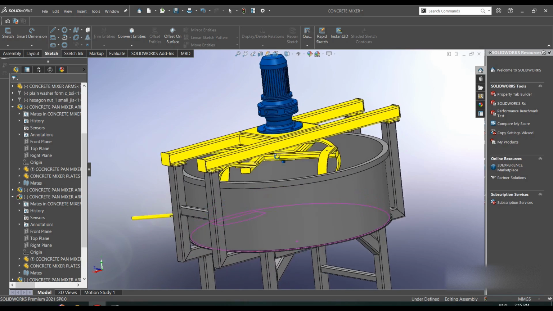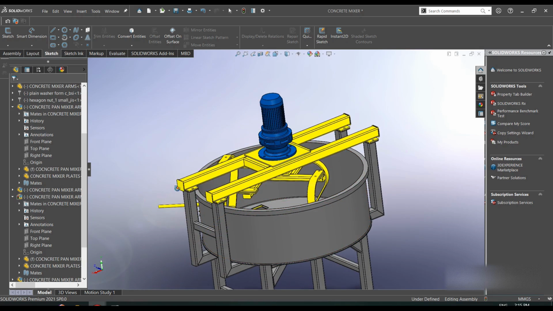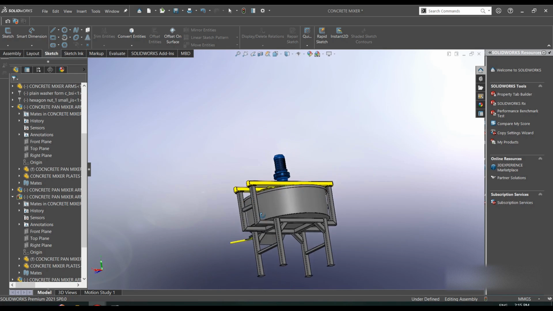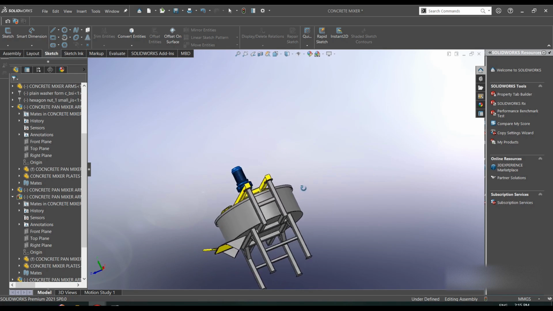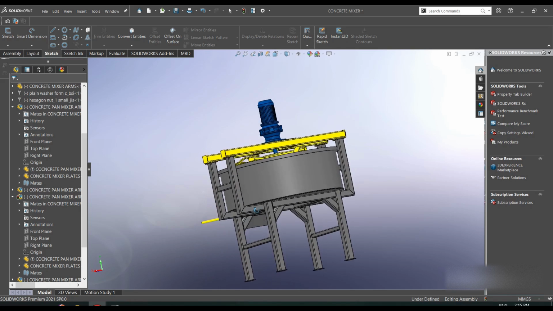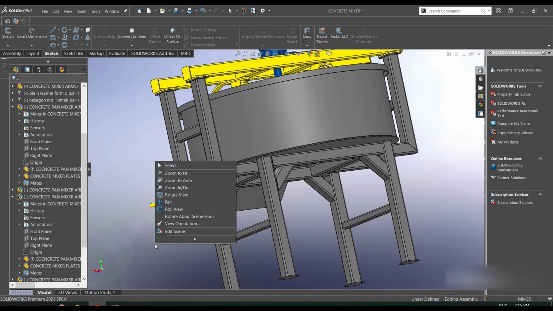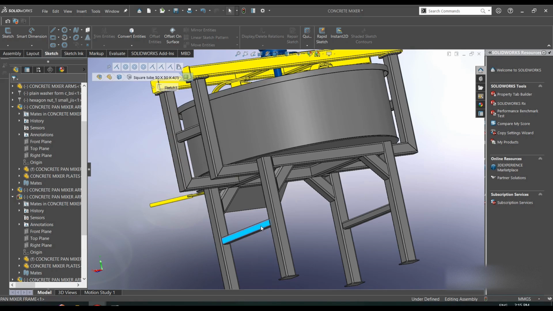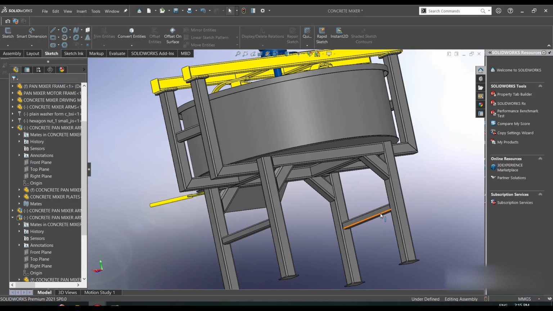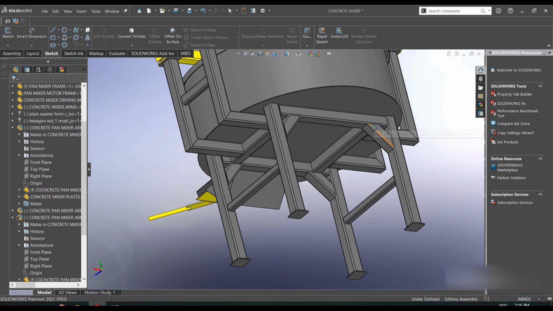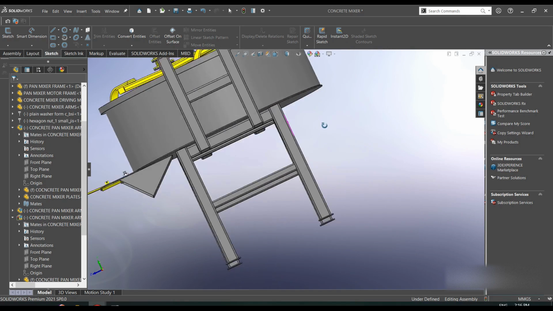So the motor is held using this frame in yellow, and the pan mixer here sits on this frame. So the frame is of this shape, and we have put these other sections, the square pipes here, just to increase stability, and we have also this just for stability as well.